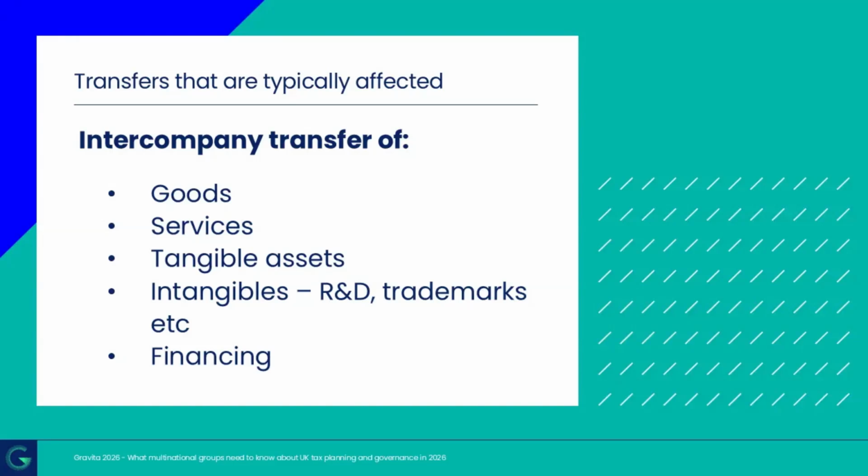So transfer pricing will apply where we've got connected parties in a group transacting with each other, where there is a potential type of intercompany transaction, which would include goods, services, tangible assets, intangibles, and financing.